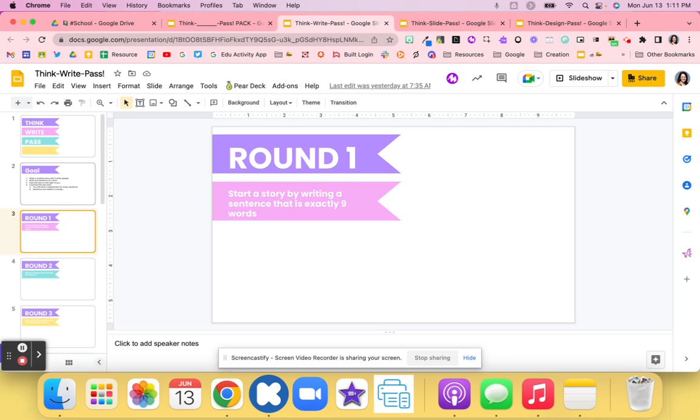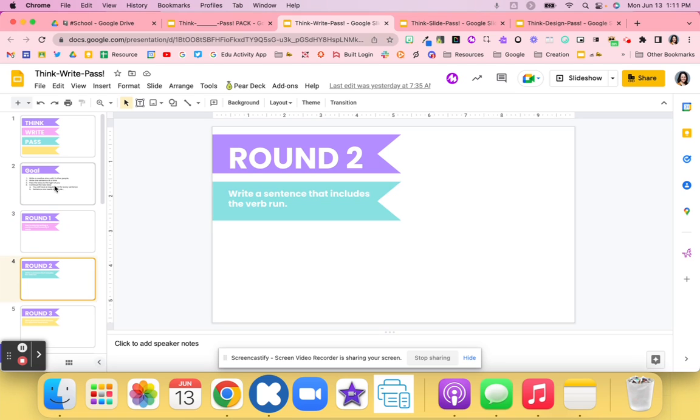Again, you can totally customize these different prompts for your students and do these multiple times. It keeps their thinking very flexible. So the students would start with their story and they have to have exactly 9 words. Every single student is writing this 9 word sentence. You can set a timer or you can just decide when to go to the next round, and they're going to pass it to the right.